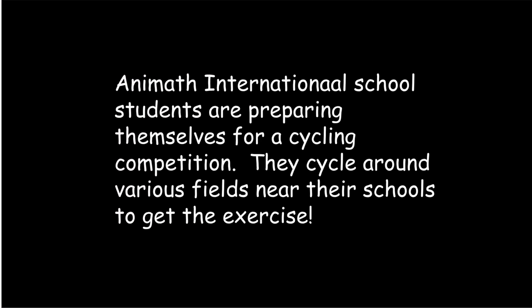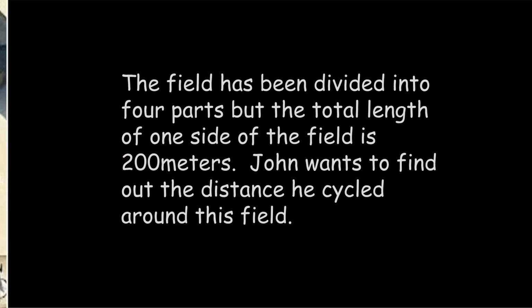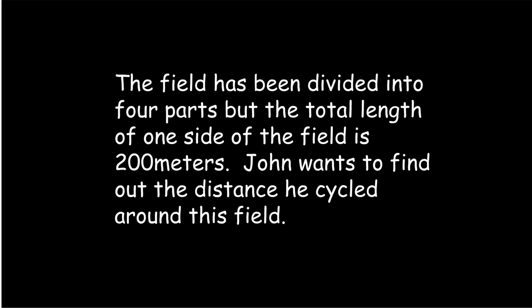Animath International School students are training for a cycling competition, cycling around fields near their school for exercise. The map indicates that one side of the total field measures 200 meters. The field is divided into 4 parts, and the total length of one side is 200 meters. John wants to calculate the total distance he cycled around the field.